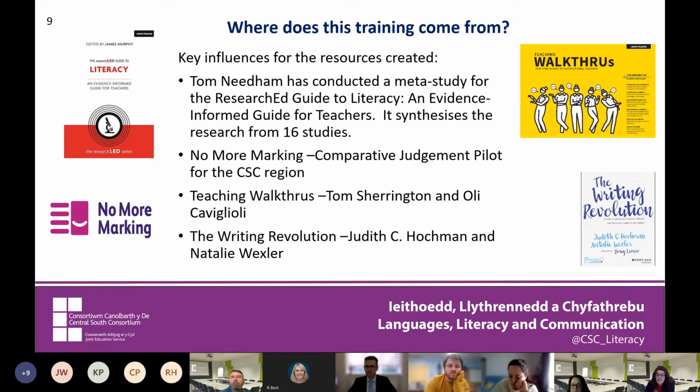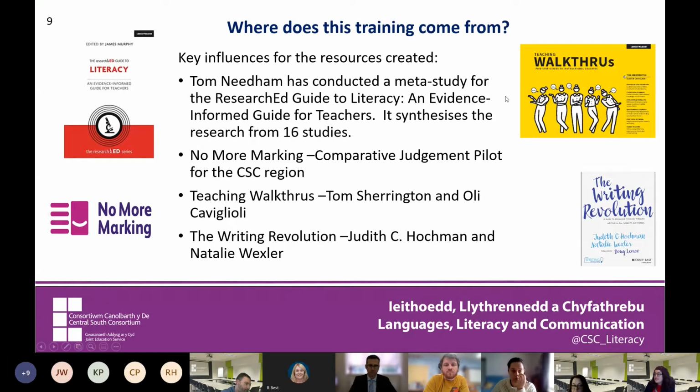As I've mentioned, the rationale for the training comes from the No More Marking pilot, the comparative judgment. Then we've got the Research Ed Guide to Literacy, which underpins this CPD about the teaching of writing. The training is research informed and contains a meta study on the robust teaching of writing skills. And the good news is that a lot of the research into the cognitive science and the pedagogy in this area has given us evidence for an explicit mode of instruction which should rectify the issue.